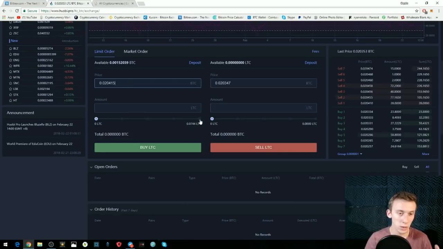So I'm just going to show you guys for a quick example. I have a little bit of Bitcoin in here, I believe. So I can buy a little bit of Litecoin. Let's see if I can actually buy it. Alright, so I just bought Litecoin.